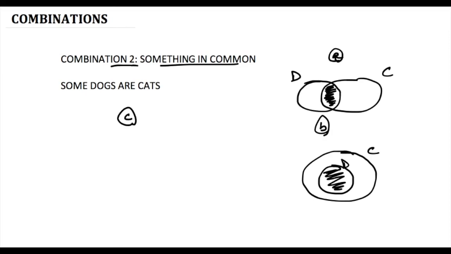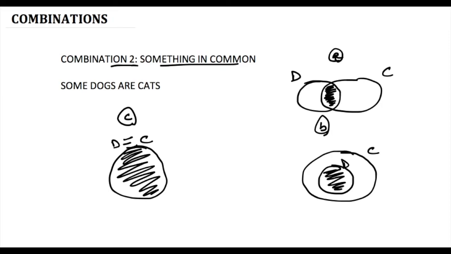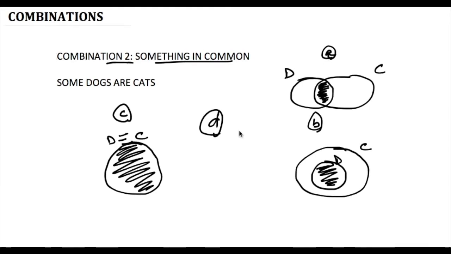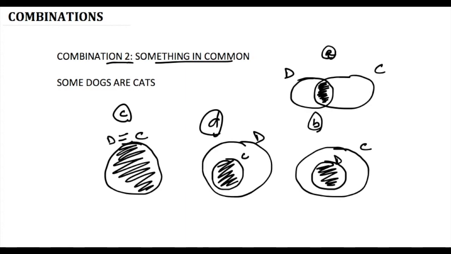The third sub combination which can be made is all dogs are cats, wherein dogs and cats are equal to each other. So this means that dogs and cats are overlapping and there is no subset and no superset. This is combination number 3. And combination number 4 which can be made is when C becomes a subset of D. So this means that all cats are dogs becomes a reality. So C here is a subset of D.